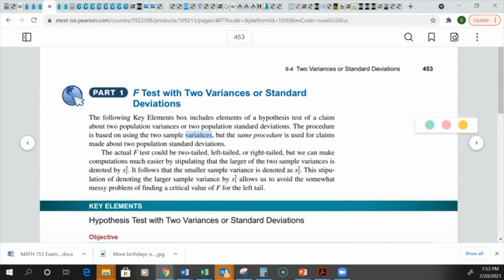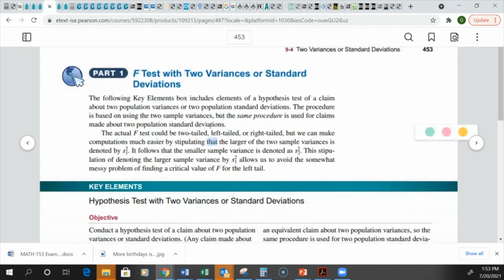The tool is for variances, but you use the same procedure for standard deviations. The F-test could be two-tailed, left-tailed, or right-tailed. Oh man, that's complicated. Okay, so here's what we'll do, and this is a tricky bit. The larger of the 2 sample variances, because you have two samples and each has a variance, that's S1. So you say, wait, which is 1 and which is 2? Whichever is bigger is 1. That means the smaller is S2.